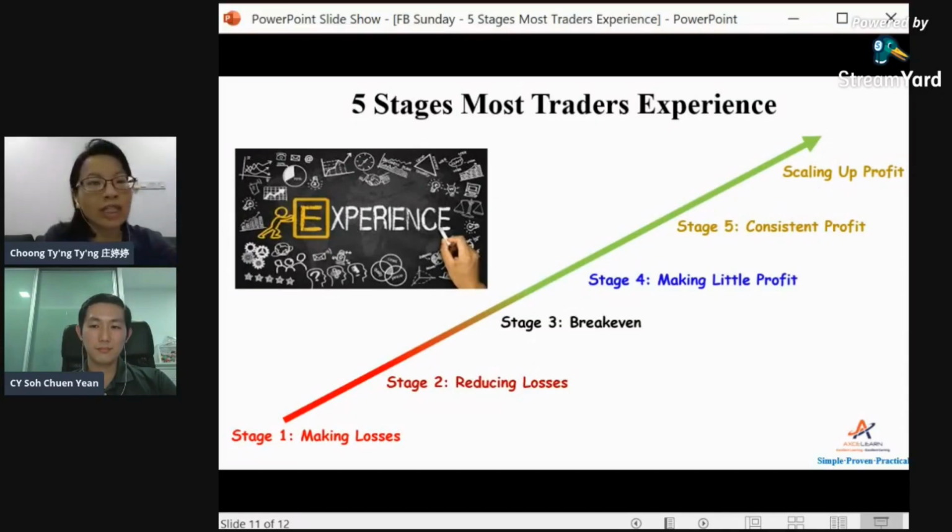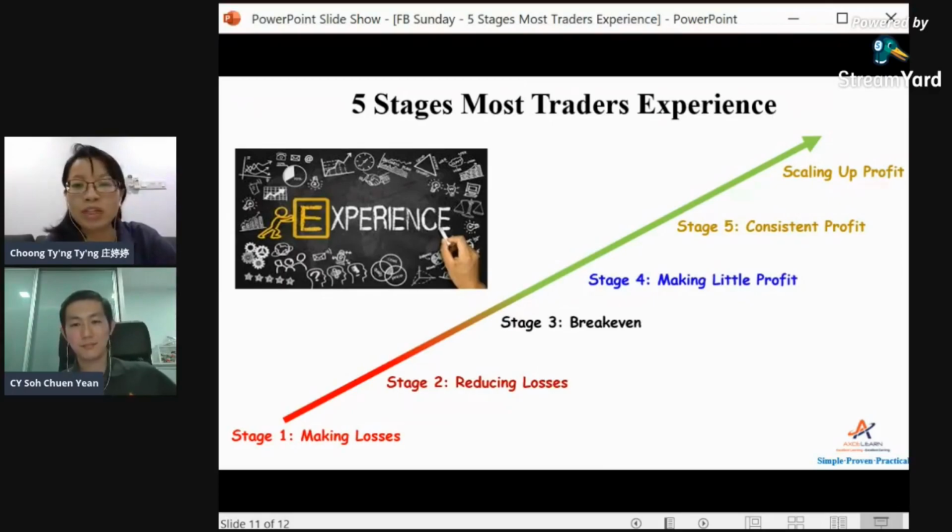Now the keyword for all these 5 stages, right? Please do not expect to jump the stage. Meaning, if you are at stage 1, you need to make progress to stage 2. You need to experience stage 2. Then only do you aim to experience stage 3. Then subsequently from stage 3, you aim to experience and go into stage 4. Don't ever think of jumping the stage. Very important. You should not jump the stage.